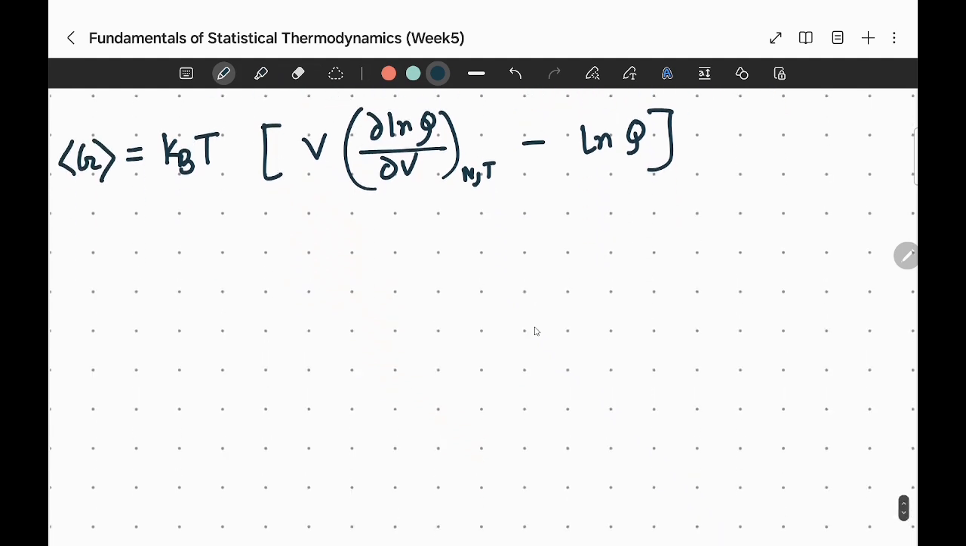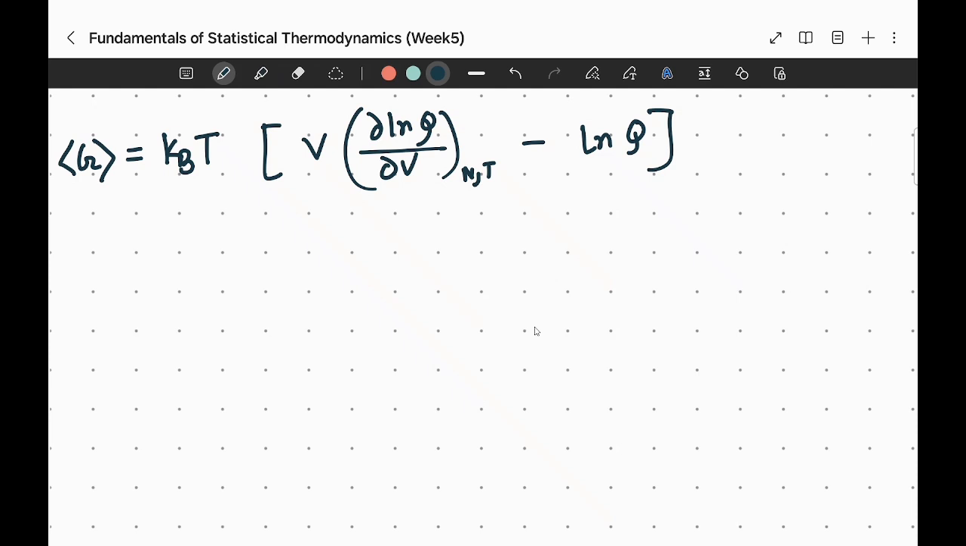Okay. Probably this will be calculated in the class as well. I don't know. This week I think it is not calculated. Next week probably it will be calculated. Okay. Yeah.